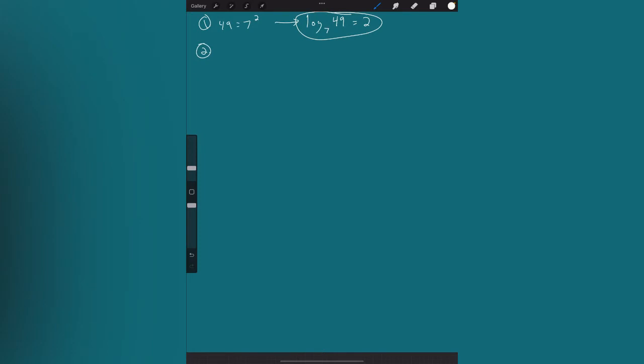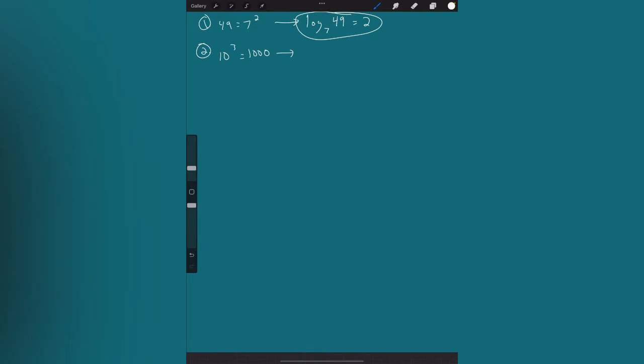Number 2. Number 2, I have 10 to the power of 3 equals 1,000. I know this to be true. I could put it in my calculator, right? And I know it to be true. Let's go ahead and put it in logarithmic form.